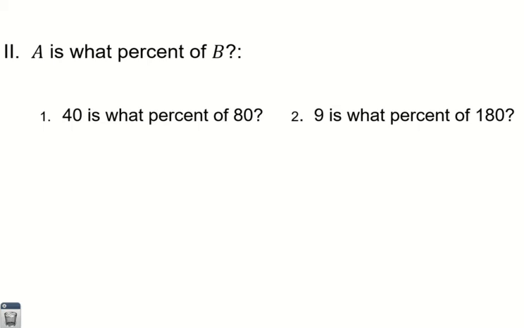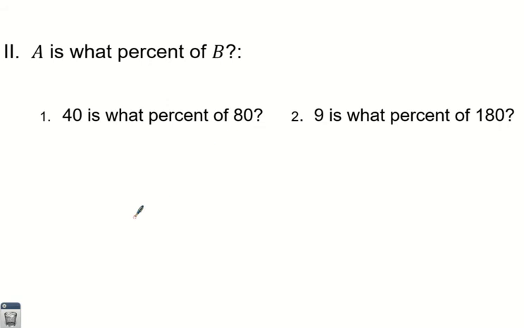As we move on to the second type of problem we're going to do in this section, this kind of problem is where I want to know some number is what percent of some other number. And usually, almost all the time, it's going to be a smaller number is what percent of a larger whole number. You know what I mean? Number one is like that. This is the smaller part, and this is the whole, and we want to figure out what percent this is out of that.